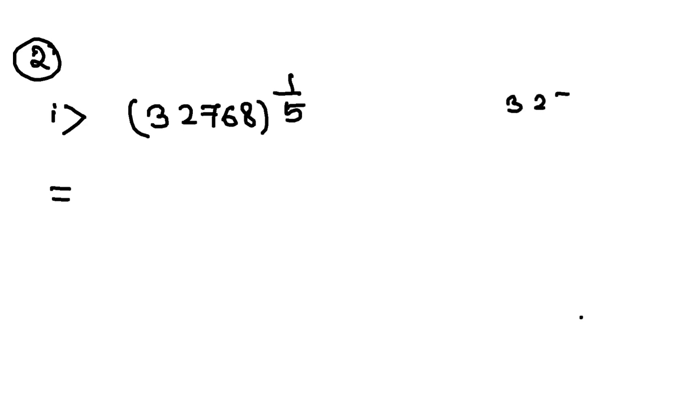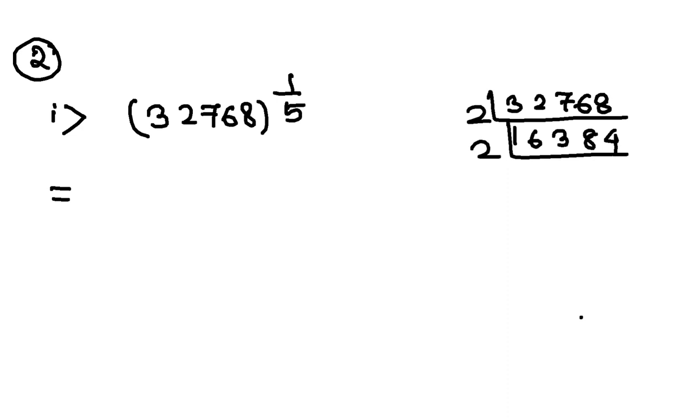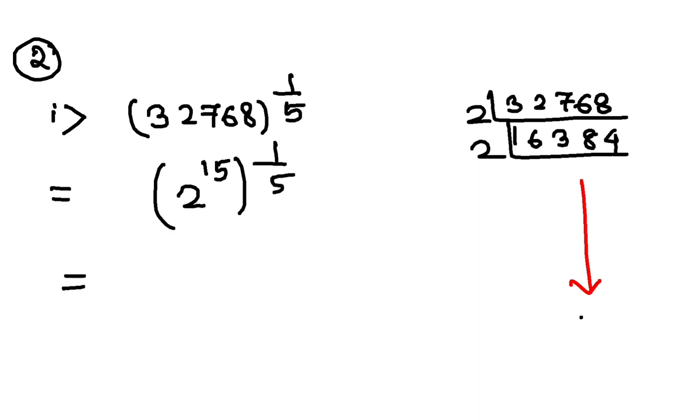So 32768 I will divide by 2 and I'll get 16384. Then again you will divide by 2 and you can continue like this. Complete the prime factorization. You will find that this is actually 2 to the power 15, and then again I have 1 by 5. So 5 and 15 I can cancel. How many times? 5 3s are 15. So I have 2 to the power 3 left. 2 to the power 3 is nothing but 8.